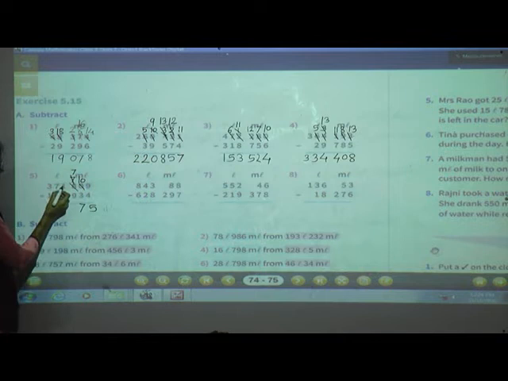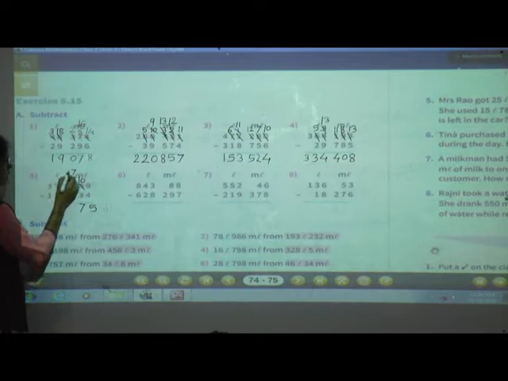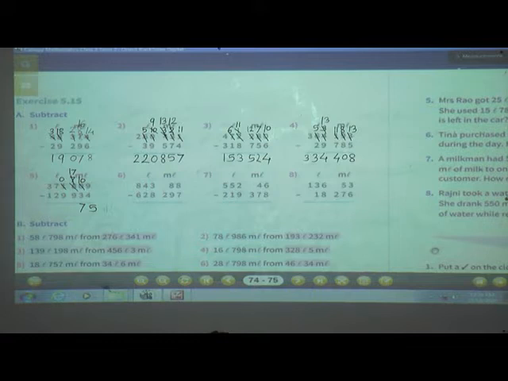Write it as it is. Take one borrow from the neighbor. But see here, the neighbor has only 1. Okay. So if we take one borrow from this neighbor, 1 minus 1, here 0 will remain. And this 7 will become 17. Now 17 minus 9. Count your fingers after 9 till 17. Yes, 17 minus 9, 8.